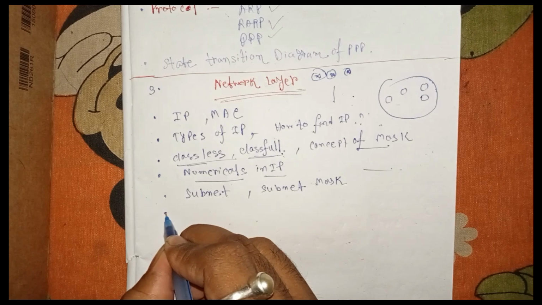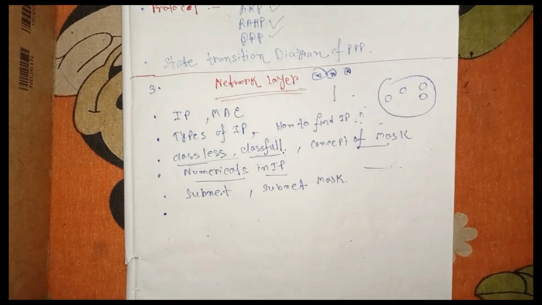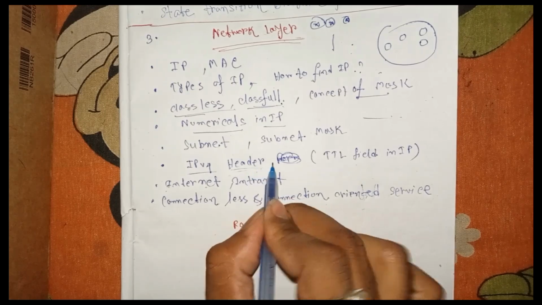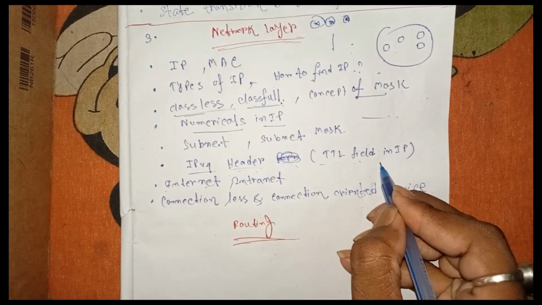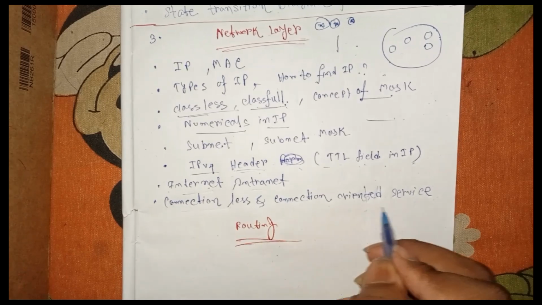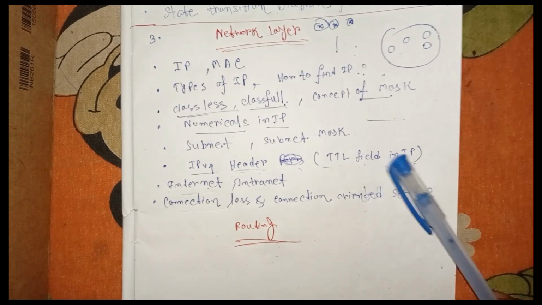Some other portions in IP addressing. In the network layer, the last portion, like the IPv4 header format, will be the most important for this year, and the time to live field in IP, and also internet connectionless and connection-oriented services. So this is from the network layer.